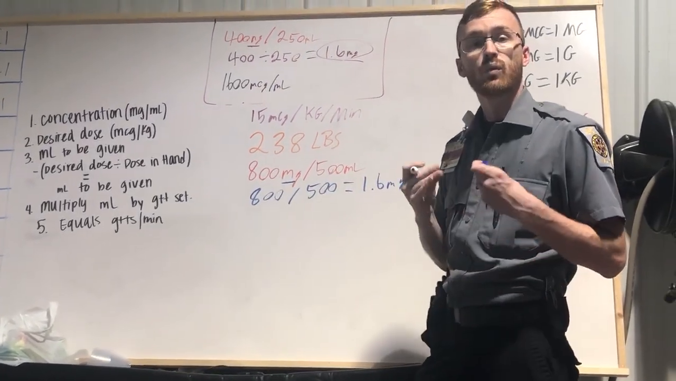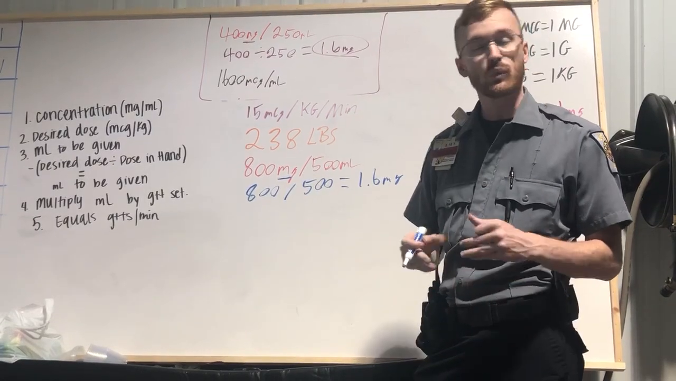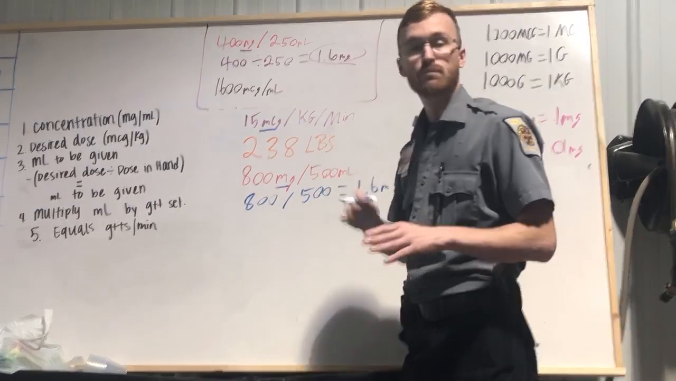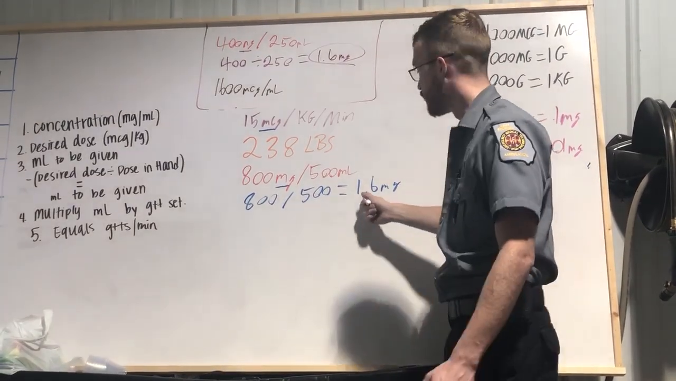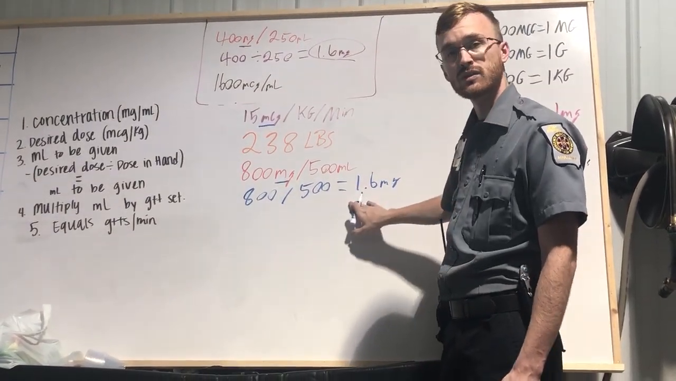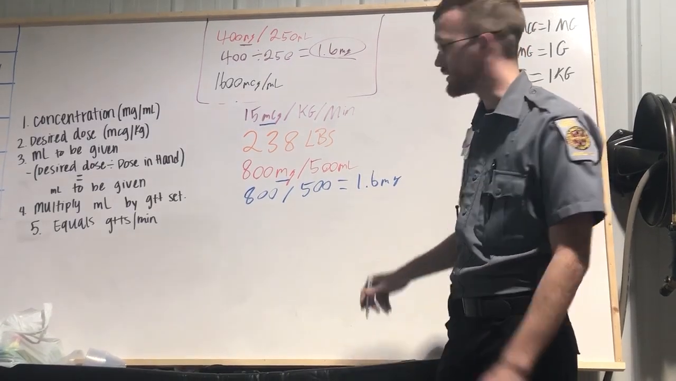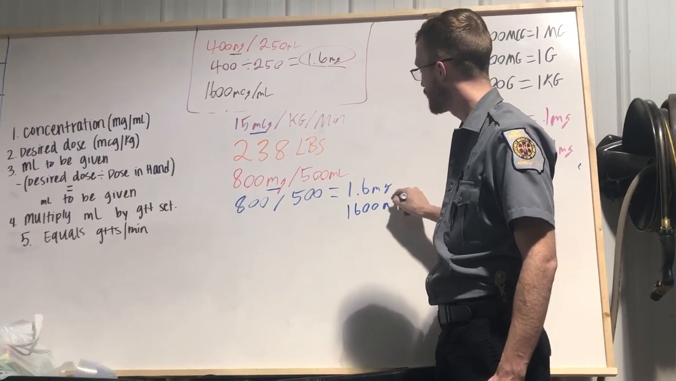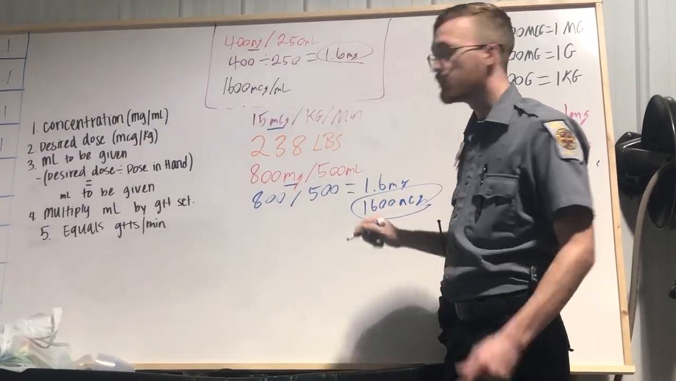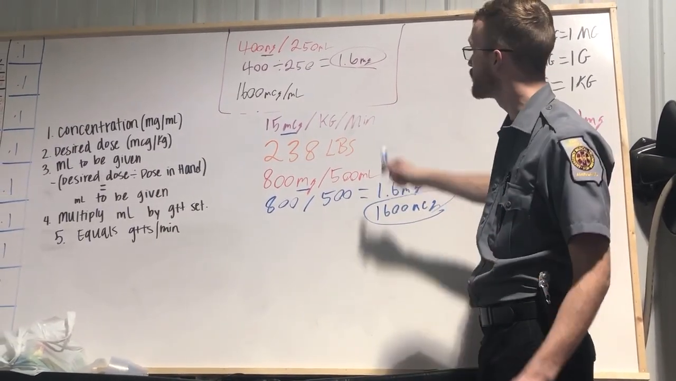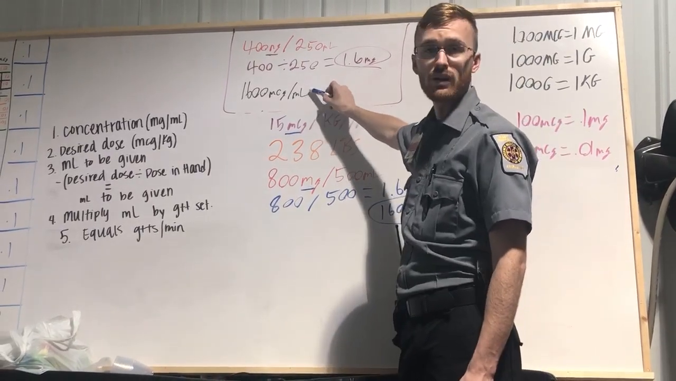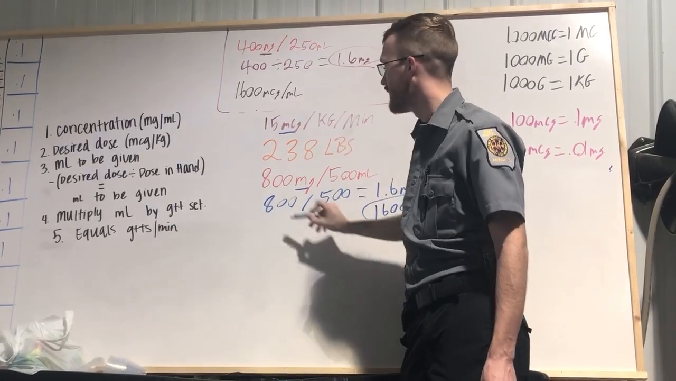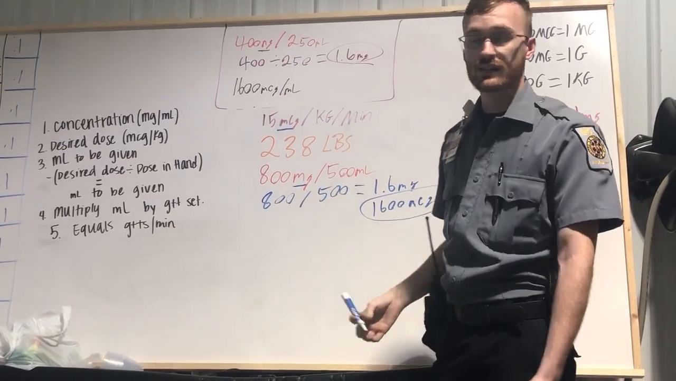Now, whenever we're working with dopamine, dobutamine, we always want to work in micrograms because we're worried about those micrograms per minute. So 1.6 milligrams, you times that by 1,000. And what you're going to wind up with is 1,600 micrograms, which means that I have 1,600 micrograms in each milliliter. The same problem works for 400 milligrams in a 250 bag. Proportionally, it's the exact same.